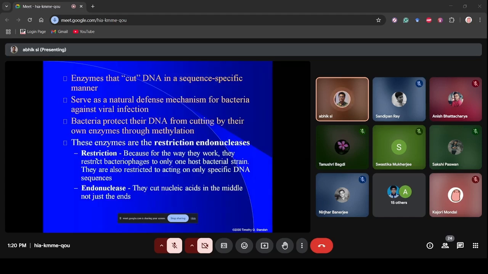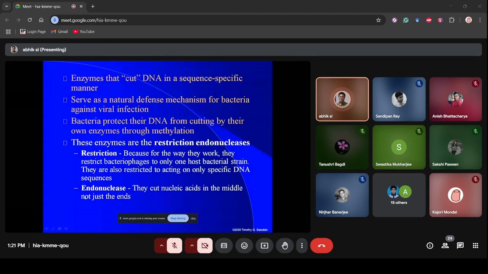This name implies restriction because it restricts the attack of phage on the bacteria. That's why it is known as restriction. In another way, it means that the enzyme does not cut the DNA everywhere; it can cut only within a very specific location. Since it cannot cut elsewhere, it is known as restriction.